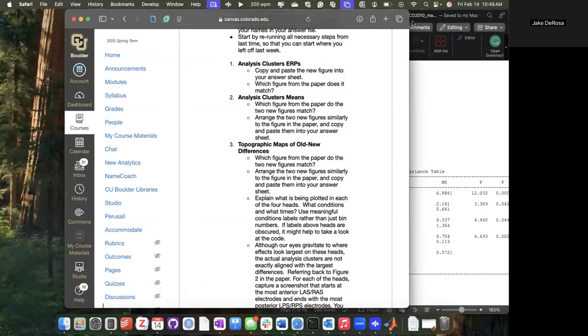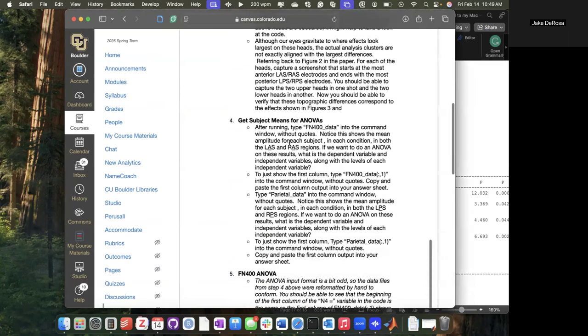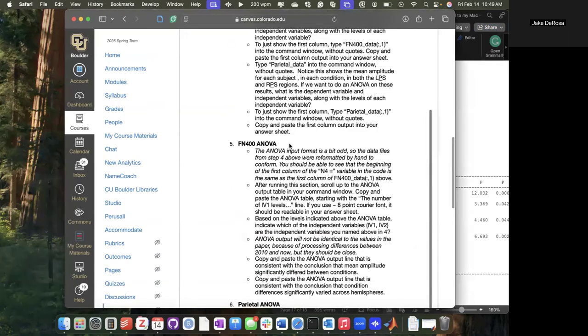So for the most part, I think this should be a much more straightforward lab. And again, I will be around if any of you have questions, but this should take a lot shorter as the outputs are not going to be as extensive and you're really just interpreting various figures and the ANOVA outputs.